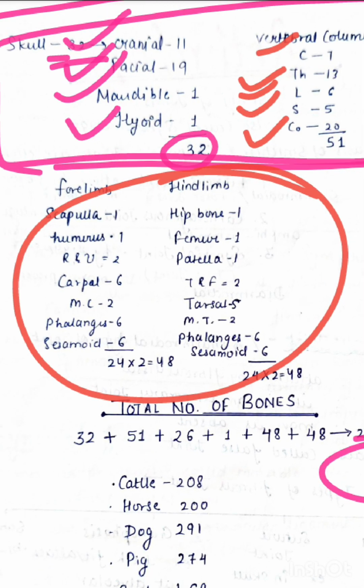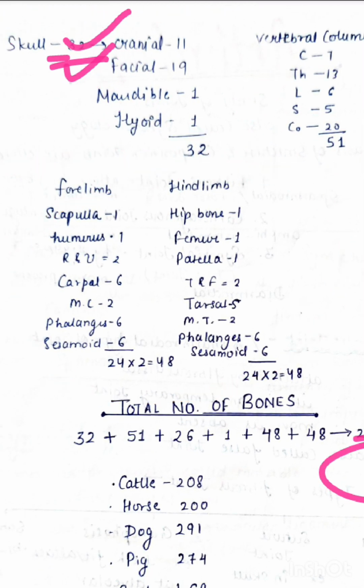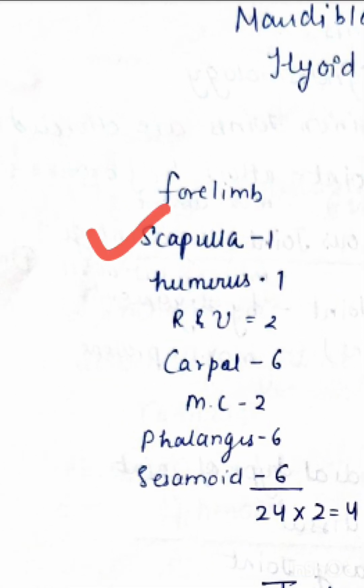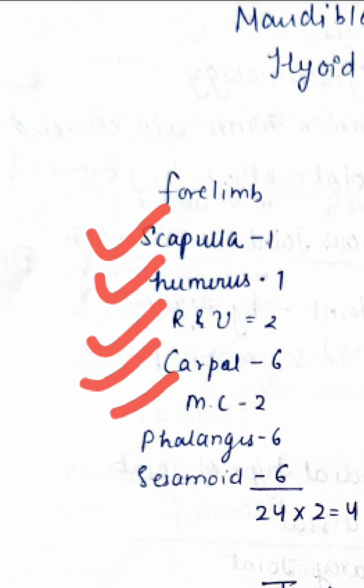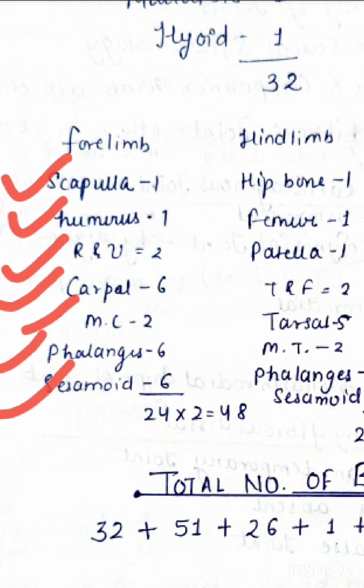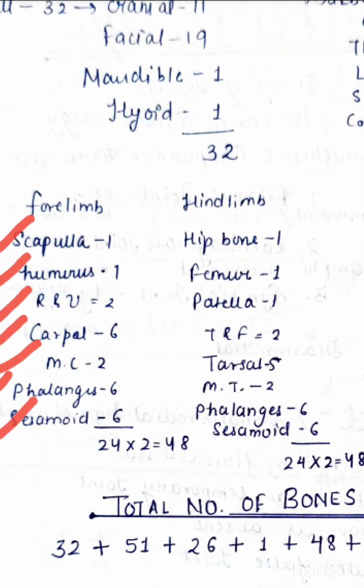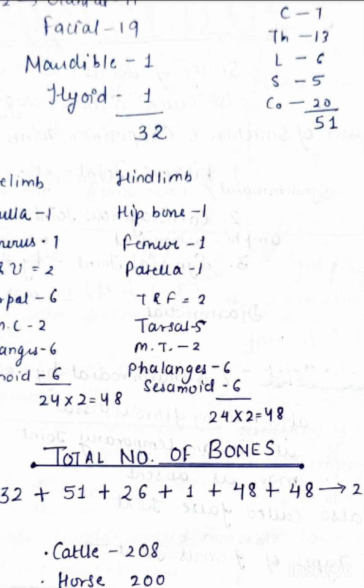And now we come to the appendicular system. In the appendicular system, the forelimbs and the hind limbs are included. In the forelimb, the scapula is 1 in number, humerus is 1, radius and ulna are 2 in number, carpals are 6, metacarpals are 2, phalanges are 6, and sesamoid bones are 6. So 24 times 2 equals 48, and a total of 48 bones are present in the forelimb.